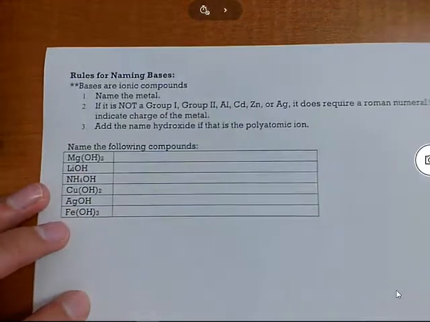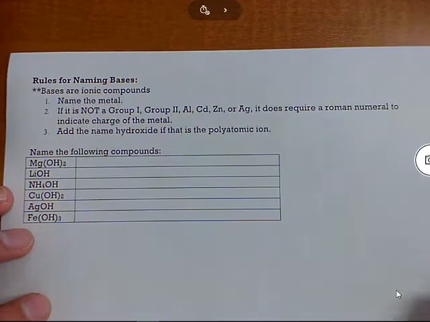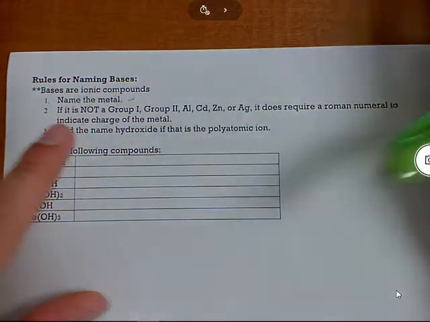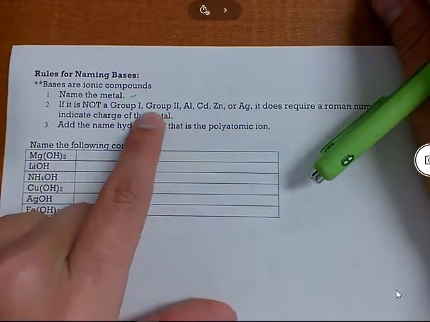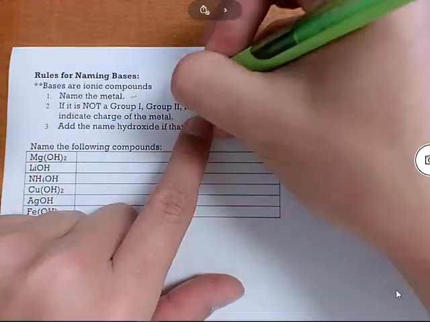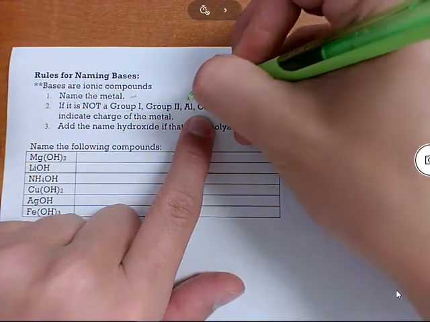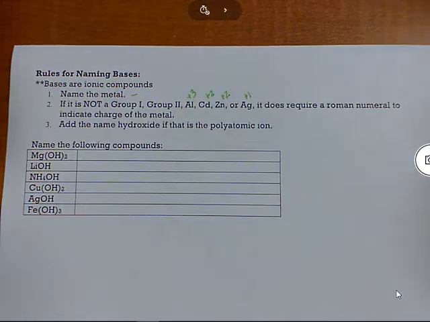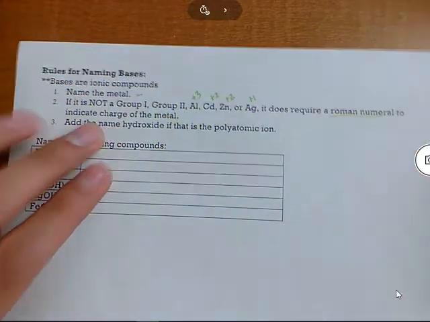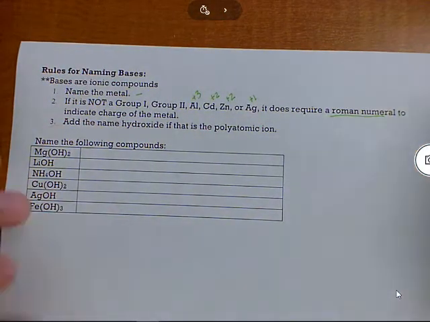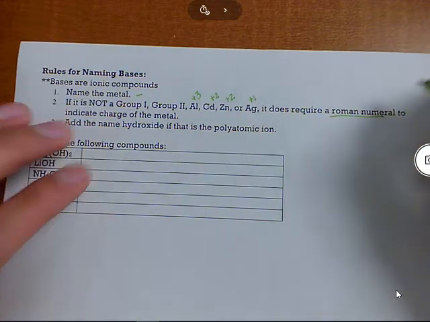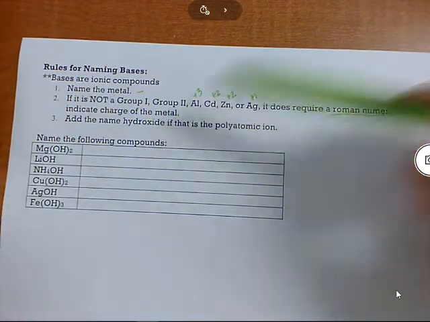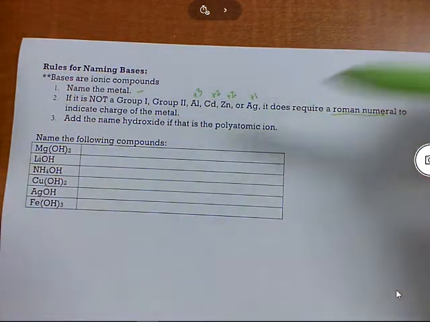Our bases are much simpler. For naming bases, all you got to do is name the metal. If it is not in group 1A, or 1, 2, aluminum, which has a plus 3 charge, cadmium has a plus 2, zinc has a plus 2, and silver has a plus 1, it does require Roman numerals. That should have been from video 3. If you don't know what Roman numerals are, rewatch that one. Roman numerals indicate the charge of the metal, then add the name hydroxide. That is the name of the polyatomic ion.